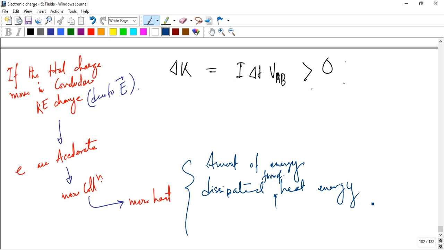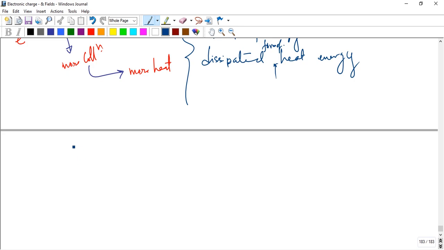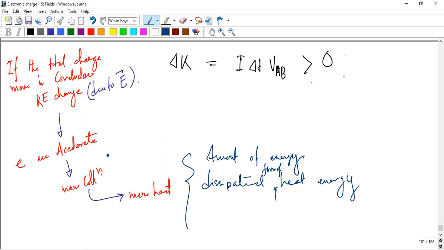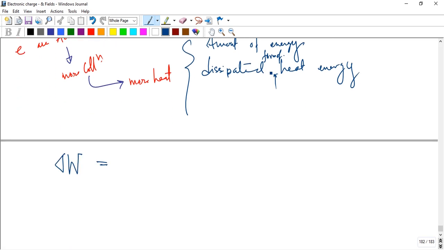Now we know the work energy theorem from class 11 or class 10: the work done is equal to the change in energy. Both units are joules. So W is equal to I delta T times V_AB, which is IV times delta T. That is from the work energy theorem, the change in energy is equal to work done.